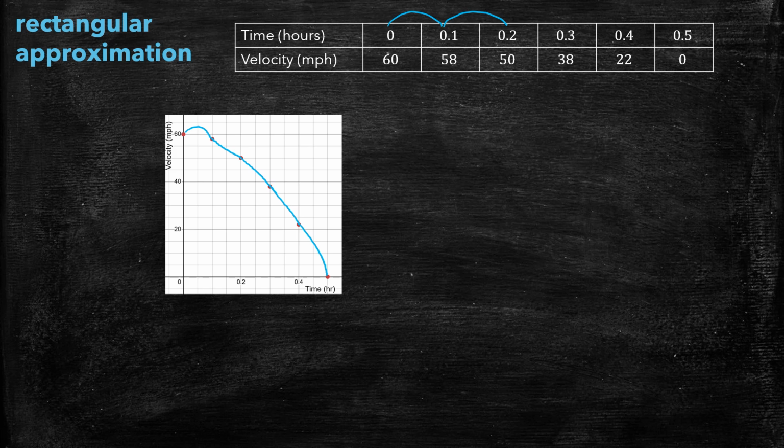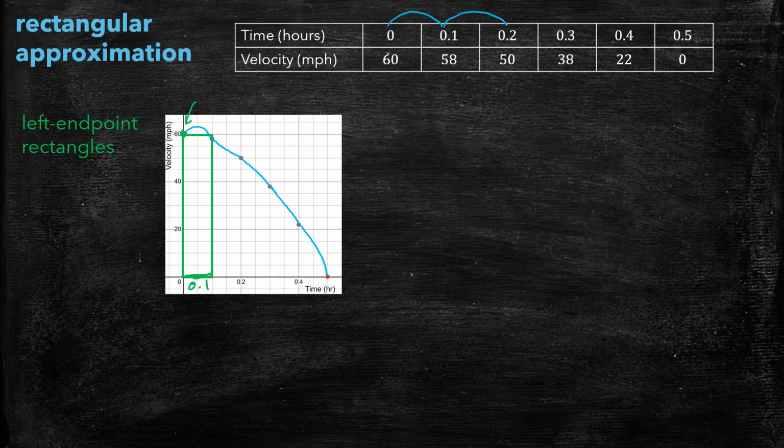So let's think about what the rectangle might look like. The base of the first rectangle will be 0.1. But the question is what to make the height. Should the height be 60 or 58 or somewhere in between? Well, now we have to be specific about what type of rectangles we're using. So we can look at what are called left endpoint rectangles, where the upper left endpoint of the rectangle needs to lie on the curve. So a left endpoint rectangle would look like this.